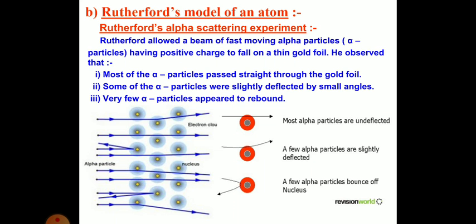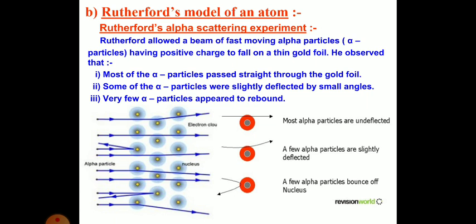Rutherford allowed a beam of fast moving alpha particles having positive charge to fall on a thin gold foil. Students, these experiments also you have studied in your previous standard, but here we have mentioned some extra points. He made different observations. The first thing is that most of the alpha particles passed straight through the gold foil.